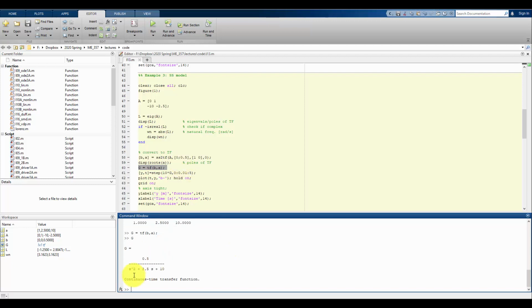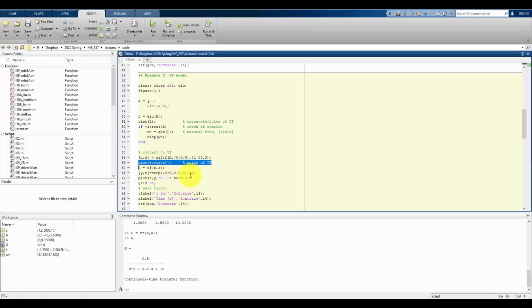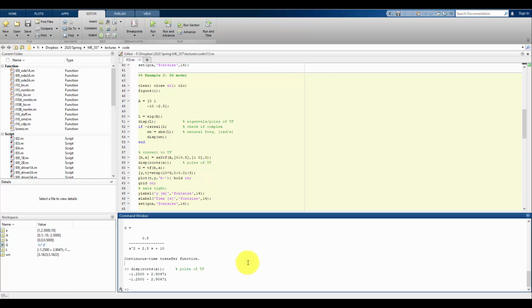Now, if I look at this s squared plus 2.5s plus 10, I can find the roots of that, and those are the poles of my transfer function. So either way, in 59, that's what I want to do. I want to show the roots of the denominator, which is to say I want to show the poles of my transfer function. So I get this negative 1.25 plus or minus 2.9j. Again, just to revisit the eigenvalues we found of that A matrix, they are identical. And they should be. It's the same system, and the eigenvalues are equivalent to the poles of our system in transfer function form.